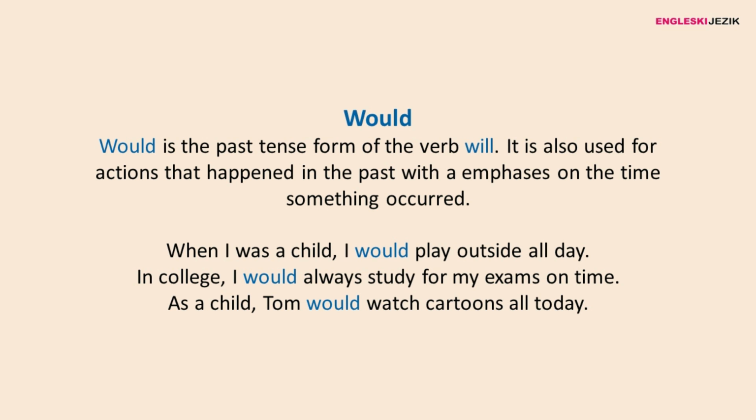So what we need to remember is that would is the past tense form of the verb will, and it is also used for actions that have happened in the past. These actions are completed also in the past, and they do not occur in the present. However, the main difference between would and used to is that would is used in sentences that have an emphasis on the time something occurred.